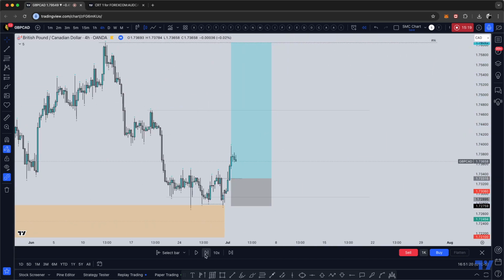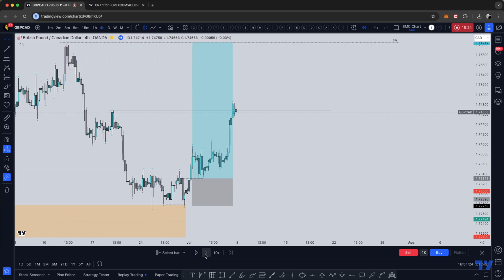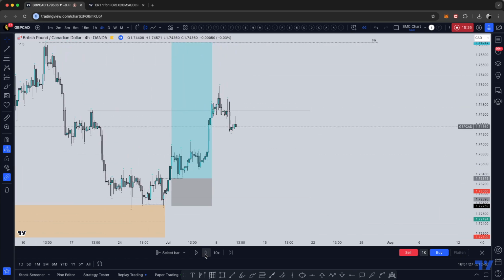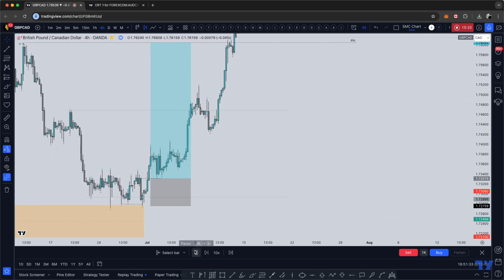Let's see if we get tapped. No, it looks like we did not get tapped. Price was very, very volatile. I could have probably looked for a re-entry in this fair value gap, entering right there. But anyways, it looks like it was gone.